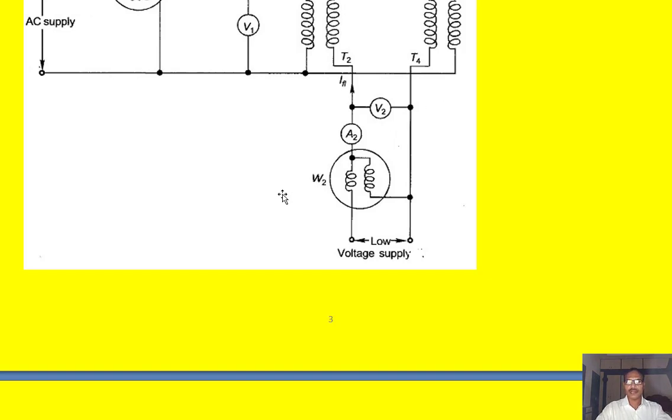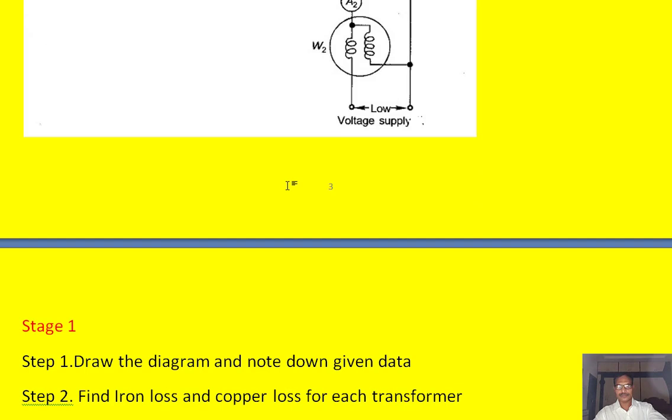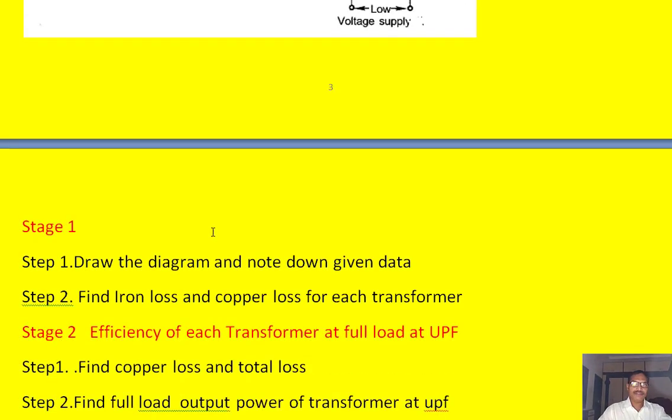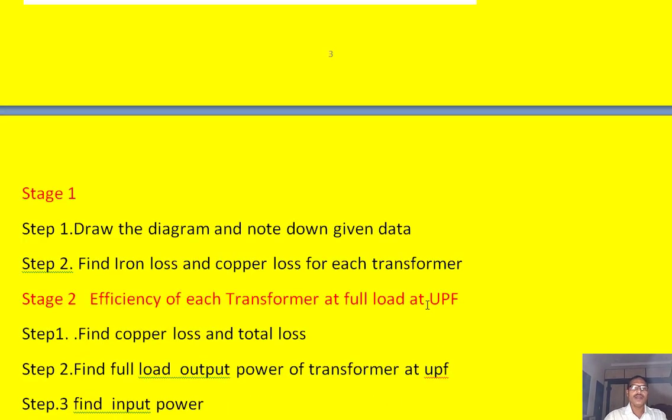If we calculate the efficiency of one transformer, it is applicable to the other transformer also. So the first stage is to draw the diagram, like this, whatever I told just now, and from there find the iron loss and the copper loss for each transformer. And stage 2 is to find the efficiency of each transformer at full load and unity power factor.